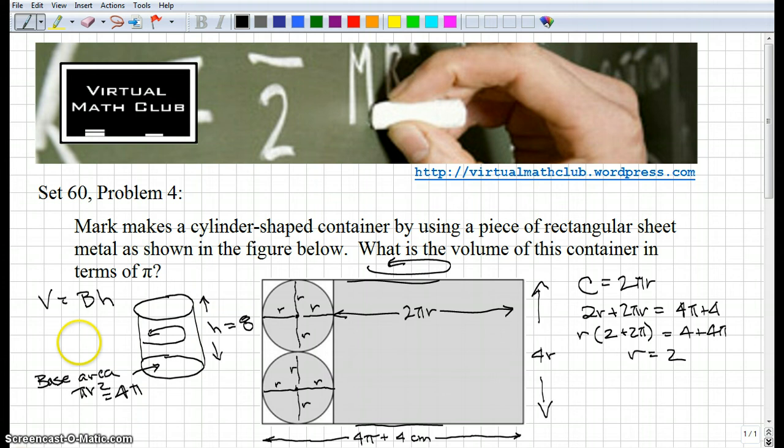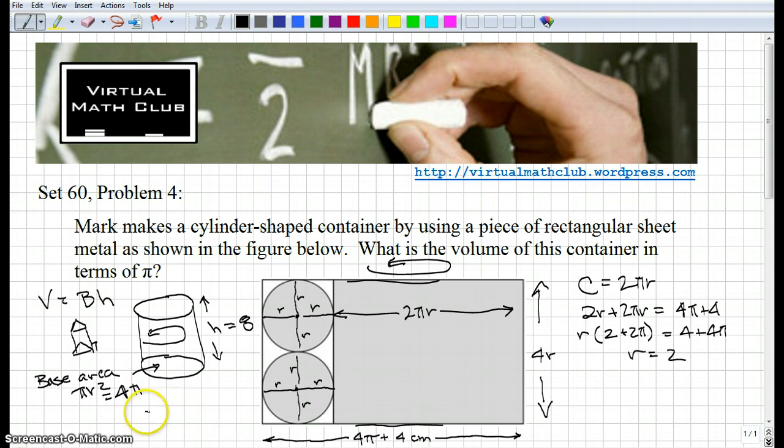It could be a triangular prism like this. If we can find the area of the base and take it times the height, then we'll get the volume. And that's as long as the top and bottom are congruent shapes, and as long as the sides make a right angle with the top and the bottom. Okay, so we call that a right prism. So a cylinder is basically a right prism, but with circular top and bottom. So just remember base area times height.